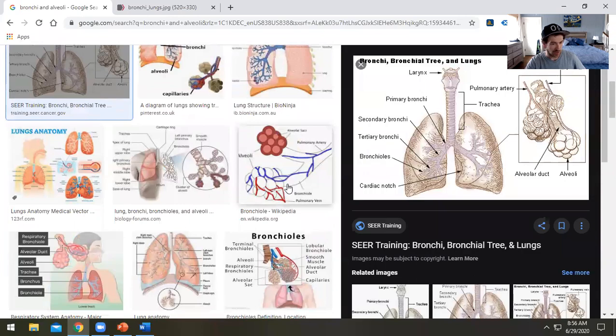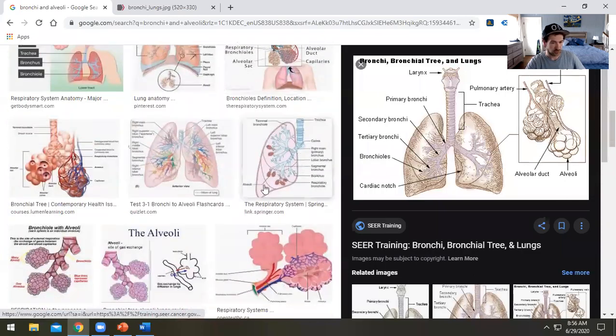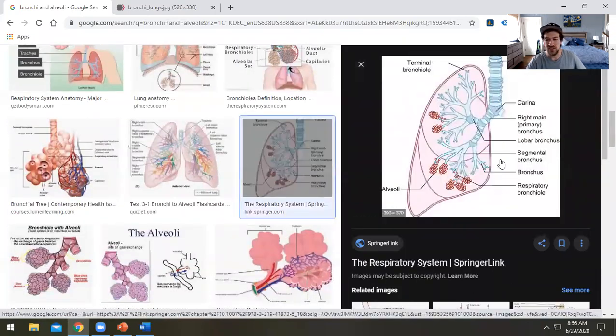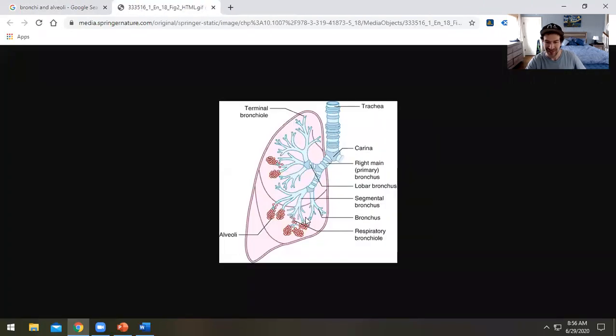I should find that one. This is also not showing quite as many branches. This is so very zoomed out.